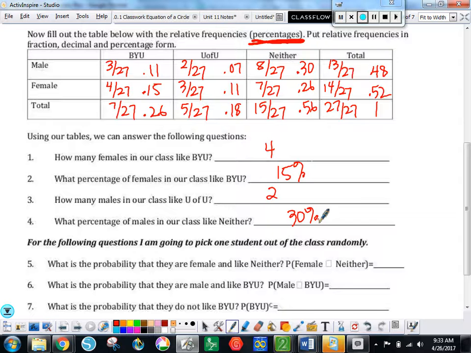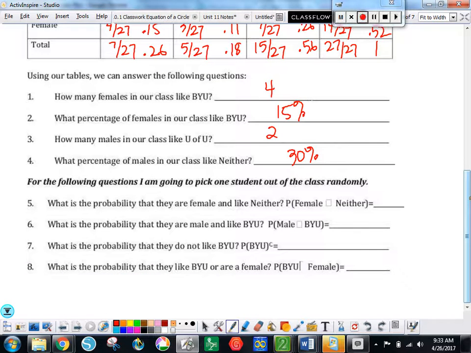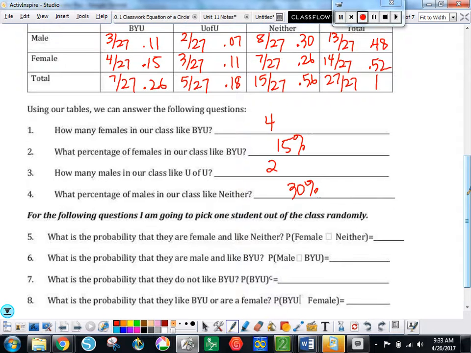Okay, so now we're going to talk probability. I'm going to pick one student out of the class randomly. What is the probability that they are female and like neither? So let's go back up to our chart. For some reason these symbols didn't come in. Which one am I using, the upside down U or the regular U? It's the upside down U, good. So am I looking for the overlap or the union, like either one? I'm looking for the overlap, good.